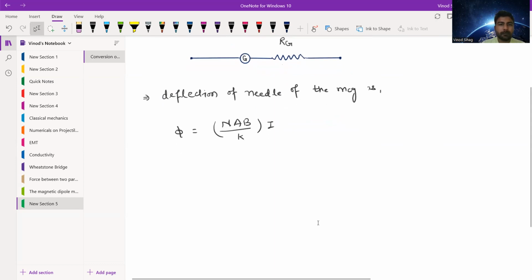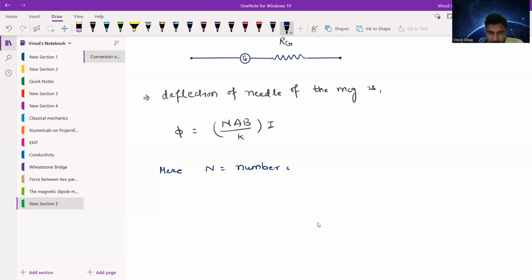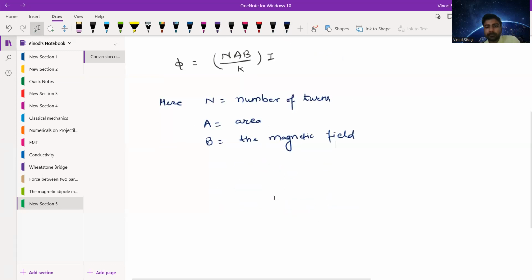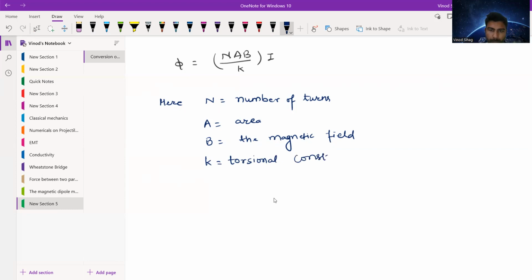So here N is the number of turns of the coil which is used in the galvanometer, and A is the cross-sectional area, and B is the magnetic field, and K is the torsional constant, and I is the current.